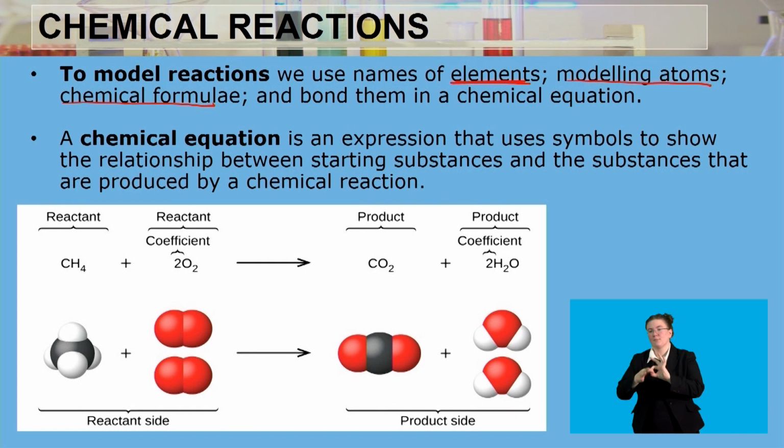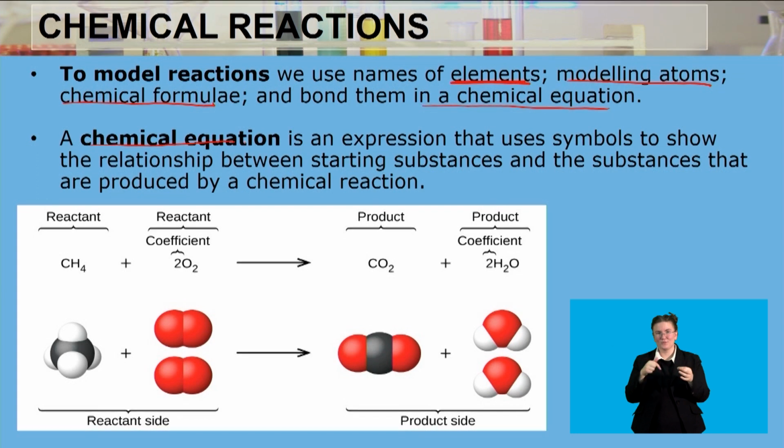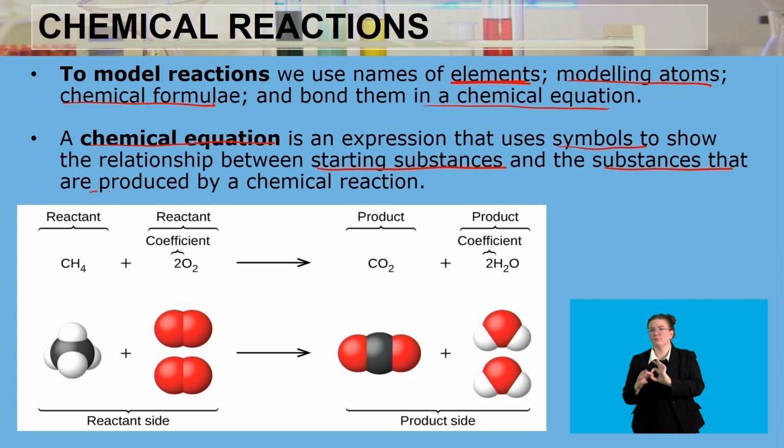We can use all of these things and bond them in a chemical equation. Also, a chemical equation is an expression that uses symbols to show the relationship between starting substances and the substances that are produced. Remember that the starting substances are known as the reactants, because those are the substances that are participating in a chemical reaction. And the substances that are produced in a chemical reaction, we know them to be products.